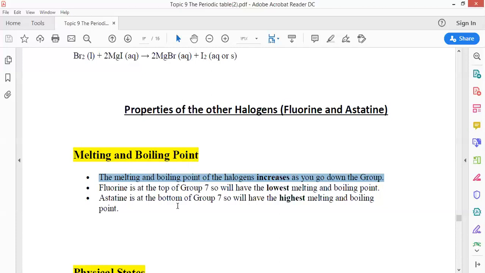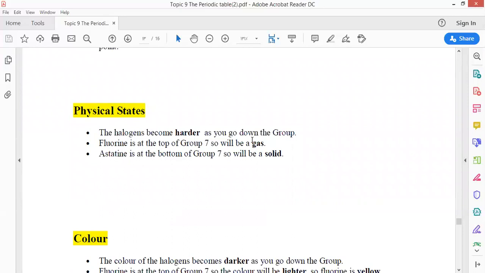Physical state: halogens become heavier as you go down the group, because, as we said, starting from fluorine, chlorine are gases, bromine is a liquid, iodine is a solid, and the color gets darker or deeper.